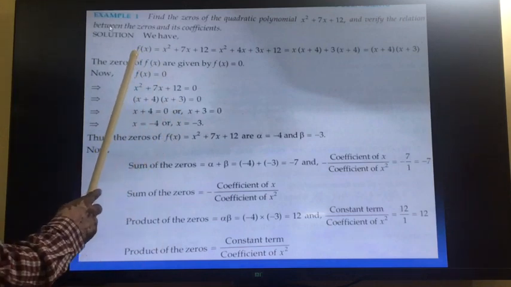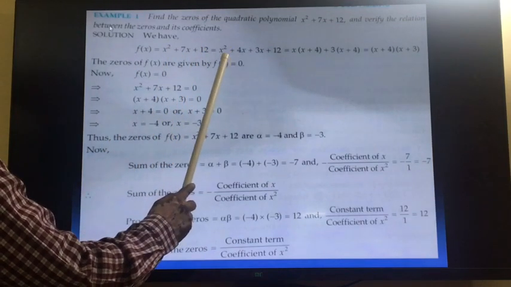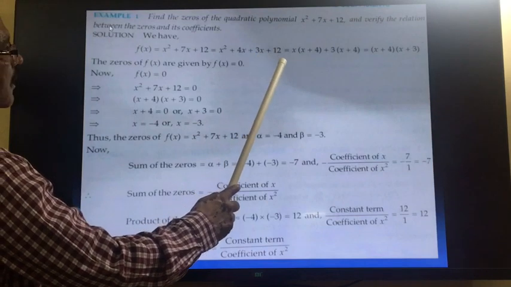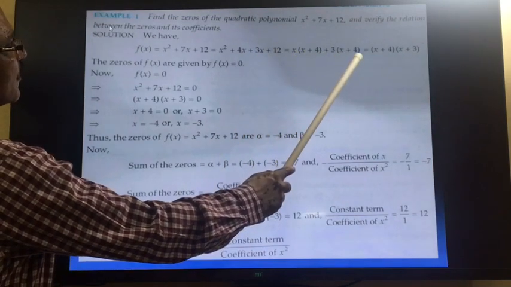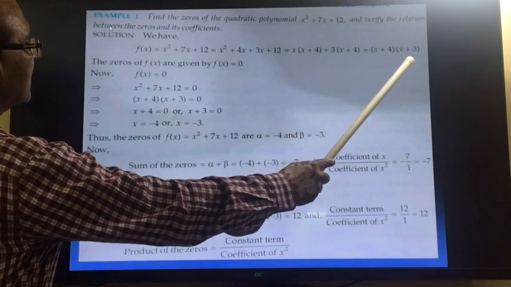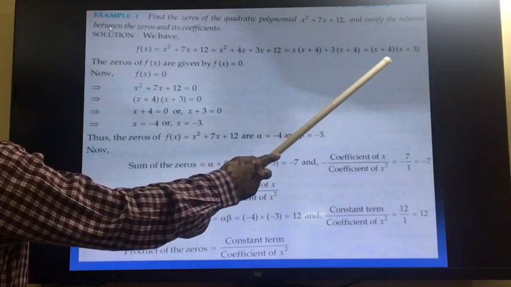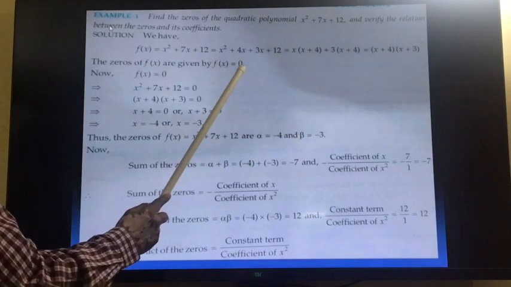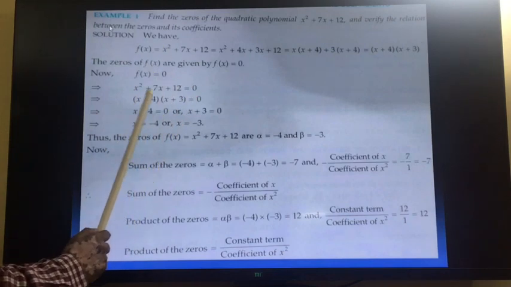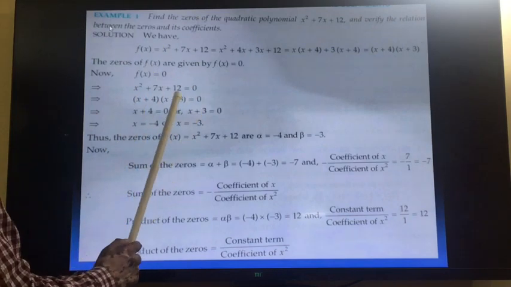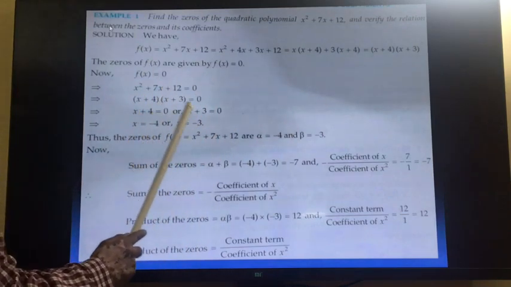So this was your polynomial f(x) is equal to x square plus 7x plus 12. Split the middle term, you will get x square plus 4x plus 3x plus 12. From this you will take x common, so x plus 4, and 3 common, then x plus 4. So you got the factors x plus 4 and x plus 3. After getting these two factors, to get the zeros, you will put the polynomial equal to 0. In place of this, we will write the product of the factors equal to 0. So either the first factor is 0 or the second factor is 0.